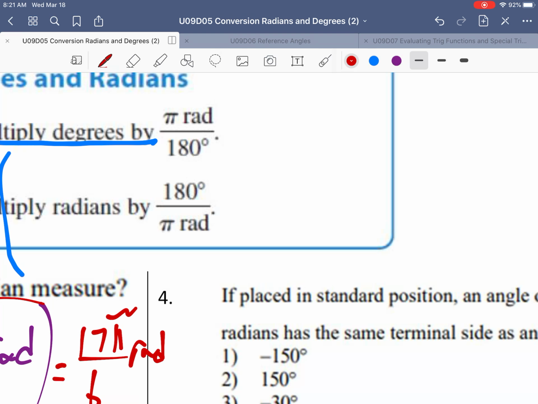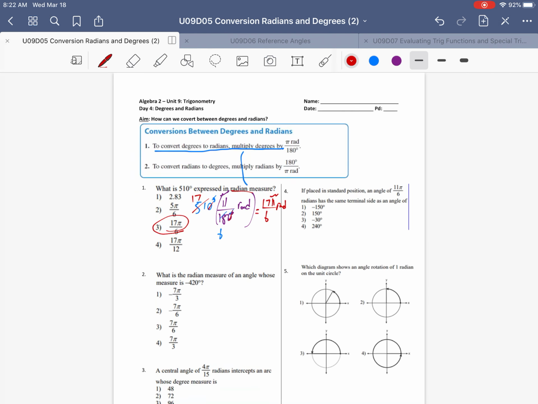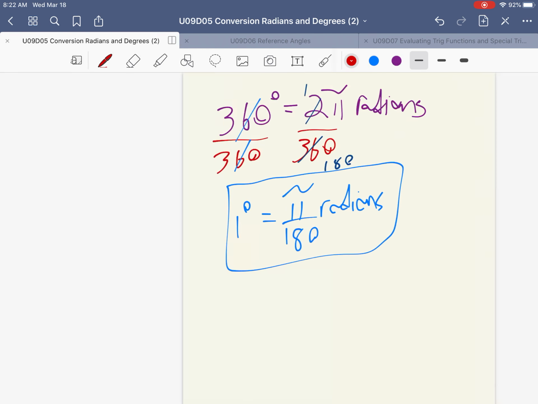A way I like to remind myself which way to do these is that if I want my answer in radians, then I want radians in the numerator. If I want my answer in degrees, then I want the radians to cancel out, so I want them in the denominator. So whatever you don't want goes in the denominator. All right, so let's figure out the formula for converting from radians to degrees.